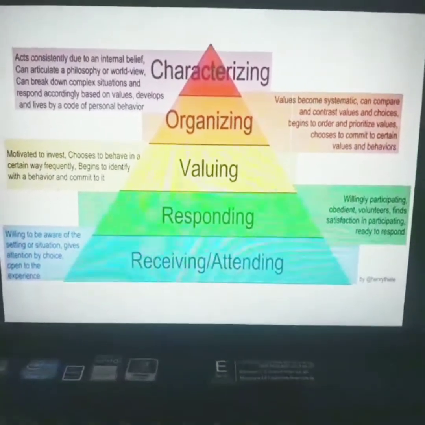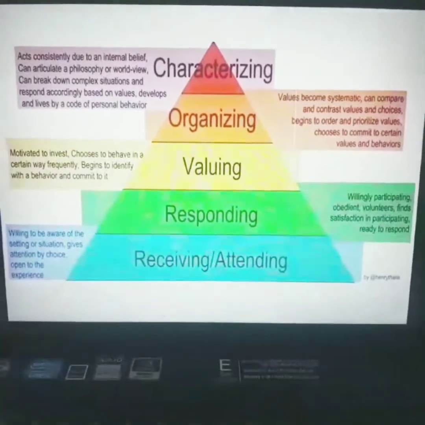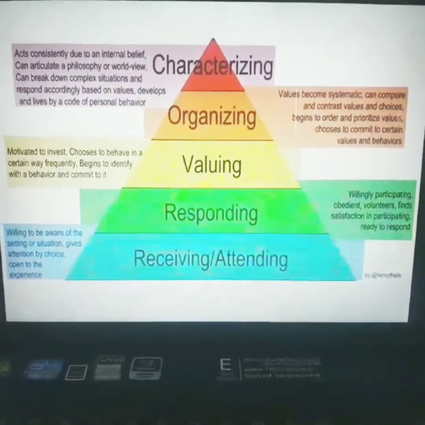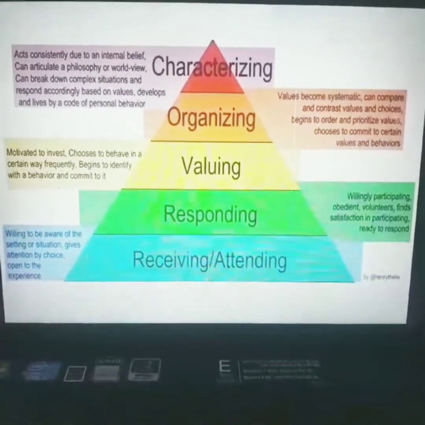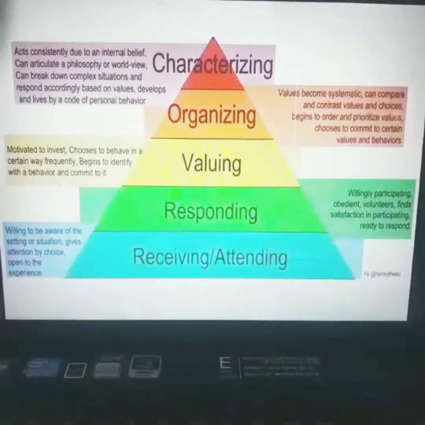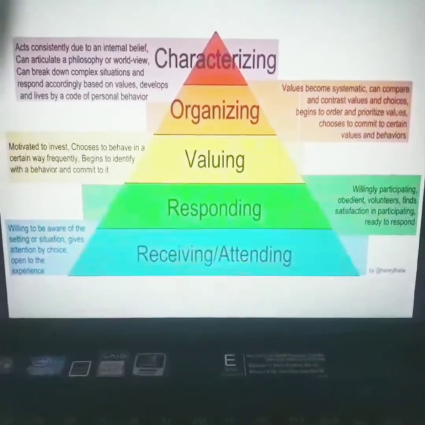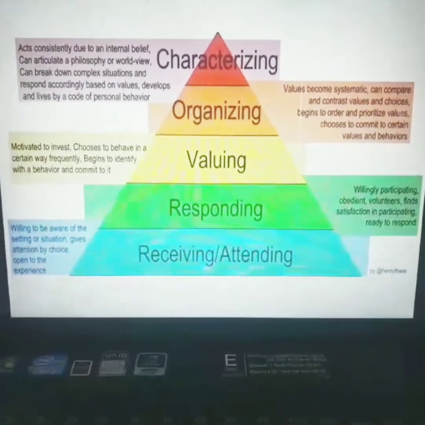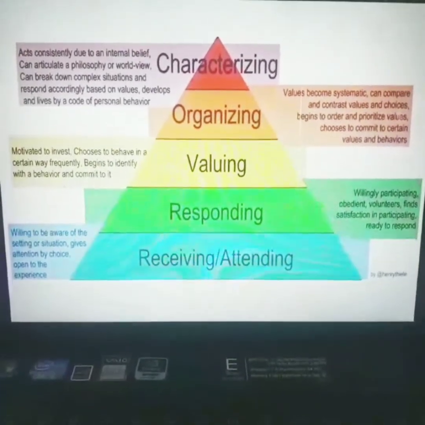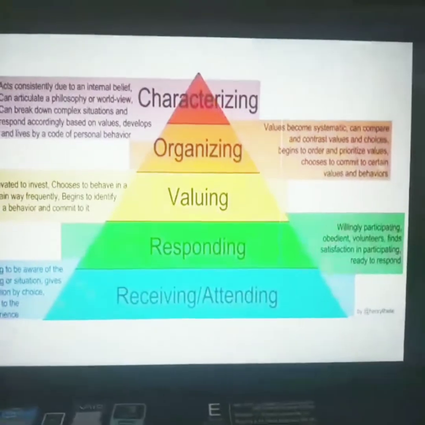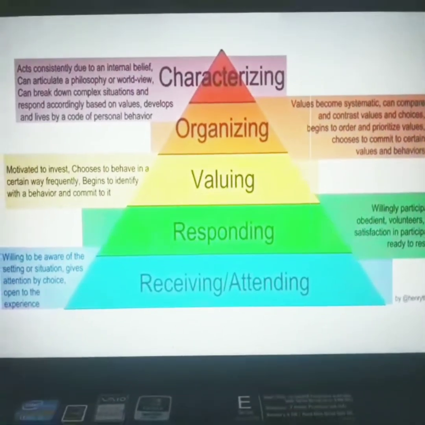The next level above this is the organization or organizing. It's a system of values or attitudes. Now at this level, the individual's behavior is not motivated by a single attitude, but by a complex combination of attitudes. It leads the learner to form a set value structure, or we can say it leads to develop a philosophy of life.